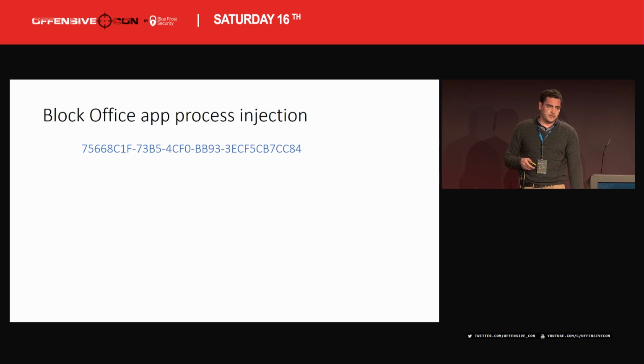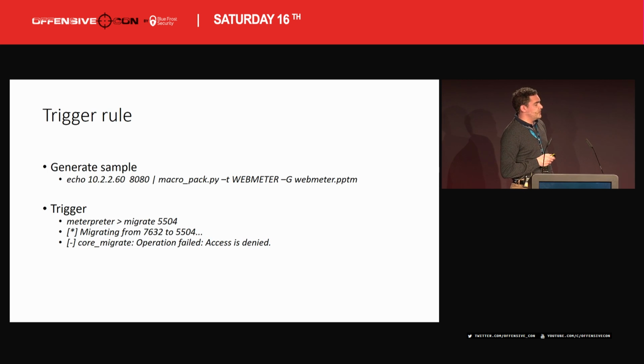Block Office application process injection. If you want to test this rule, for example, you can try a Meterpreter payload inside a PowerPoint document. This is generated with MacroPack. It generates a reverse HTTPS payload inside the PowerPoint. And when I open the file, I click Enable Macro. It works. Basically, I have the session on the MSF console.